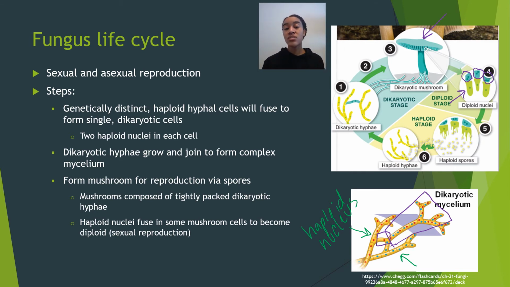So in those cells that undergo fusion to form a diploid nucleus, they then undergo meiosis to form haploid spores. So for each diploid fused nucleus, they will form 4 haploid spores. And then those haploid spores will travel via the wind or via some sort of other organism, let's say getting caught in the fur of another animal or something, to a satellite location.